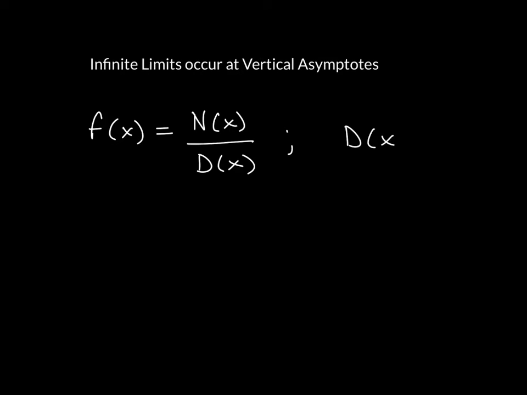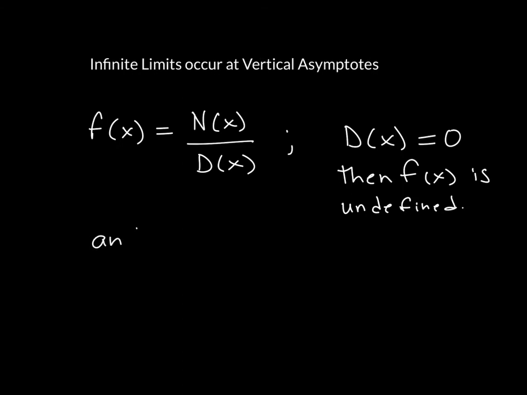Infinite limits occur at vertical asymptotes, and just as a quick review, any function that you have that would be written as the numerator n of x over the denominator d of x, where n of x and d of x are both polynomials. To find the vertical asymptotes, wherever the denominator d of x is equal to 0, the function is undefined, and a vertical asymptote exists.